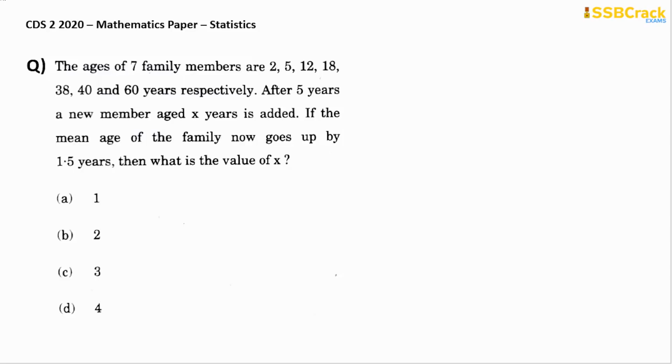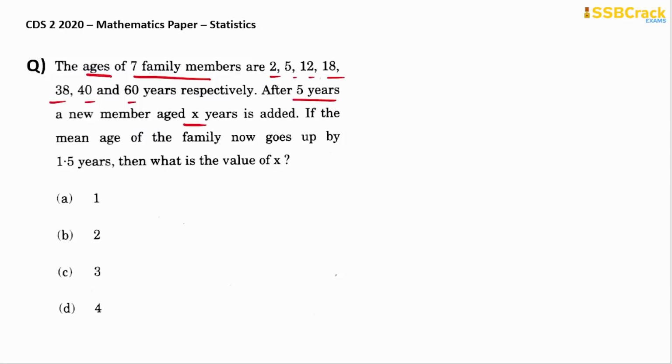So you could see here that we have a question where the ages of 7 family members are known to us: 2, 5, 12, 18, 38, 40 and 60. So these are the ages of 7 family members. But they said after 5 years, one new member is added and that member's age is X years.